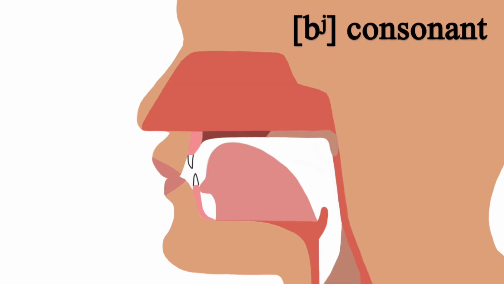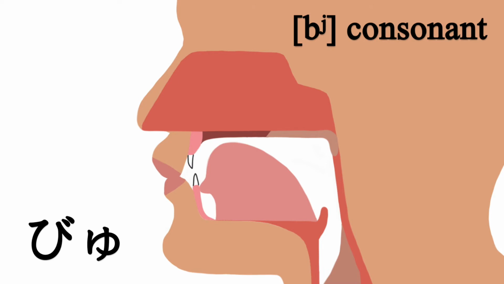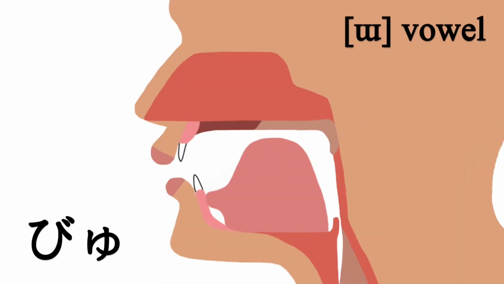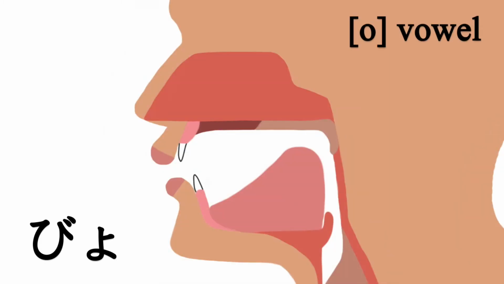Alright, let's take a closer look at how to pronounce bya, byu, byo. To pronounce bya, you first make the tongue position of the B sound. Then the tongue moves into position for the a vowel. Bya. Same thing with byu and byo. To pronounce byu, the tongue moves from the b sound to the u vowel. Byu. To pronounce byo, the tongue moves from the b sound to the o vowel. Byo.